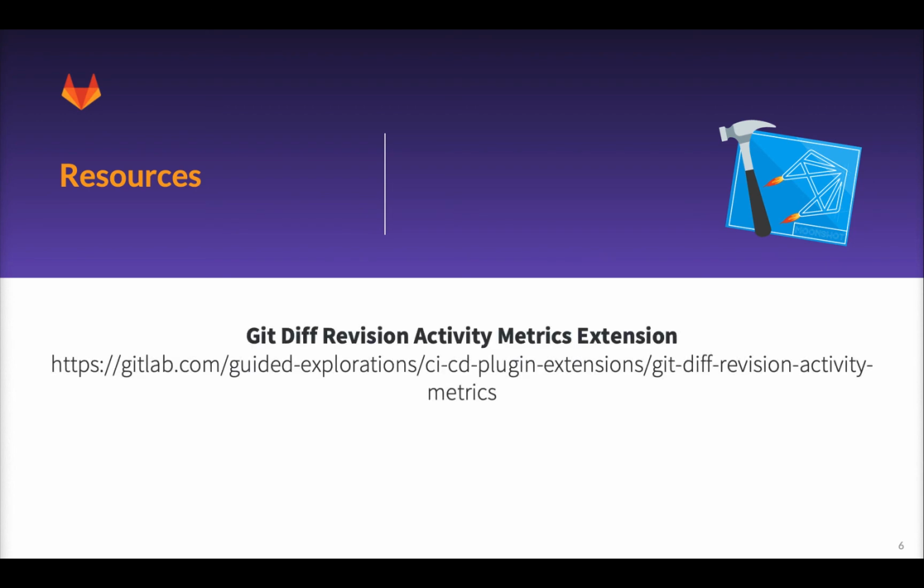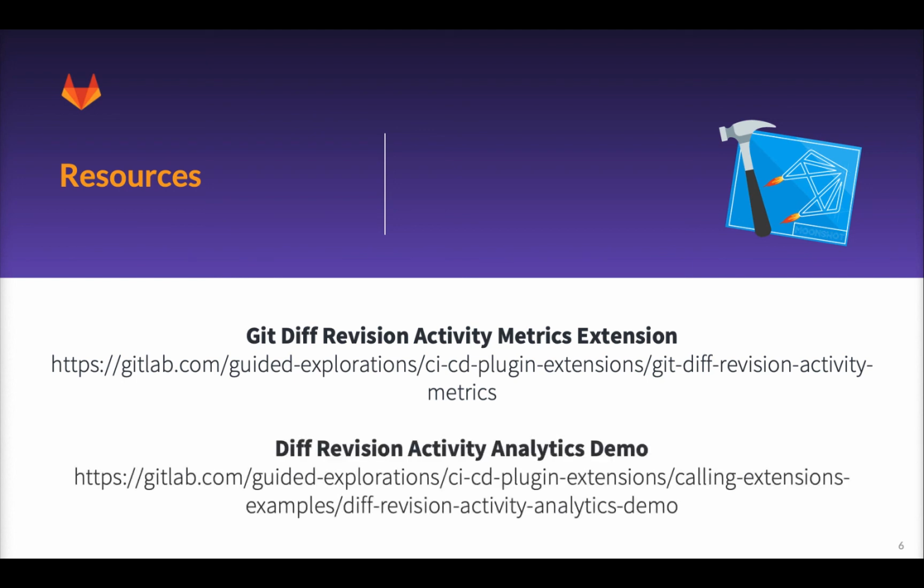So let's take a look at the resource pointers. These should also be in the comments or description area under the video. But we have the Git Diff Revision Activity Metrics extension. So that's the actual code that does this work. Because it's implemented as an extension, it's in a different repository than the one that uses it. The one that I showed you that uses it is right here, Git Revision Activity Analytics Demo. So that shows you how it actually works.